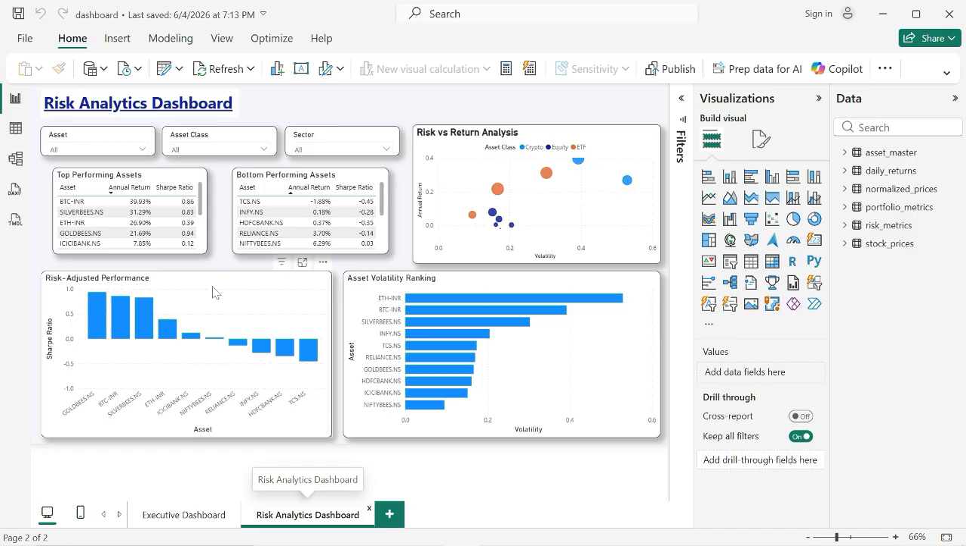This is the risk adjusted performance chart. In this I have used the Sharpe ratio versus the asset. The higher the Sharpe ratio, the better it is, and I have sorted it in descending order. As you can see, the lowest one is TCS and the highest one is GOLDBEES.